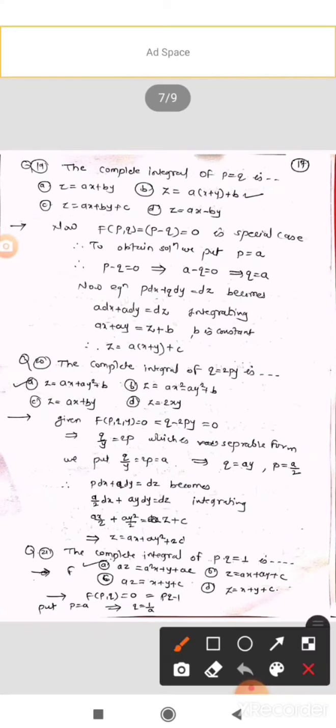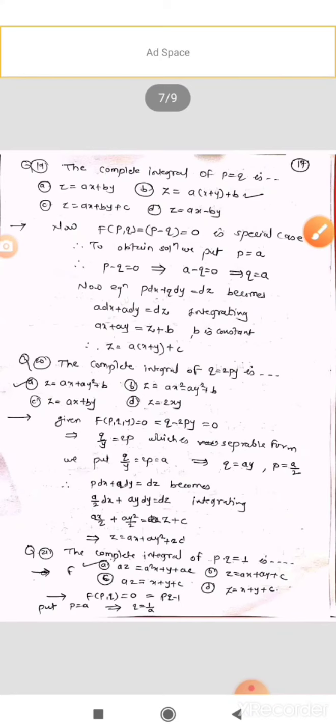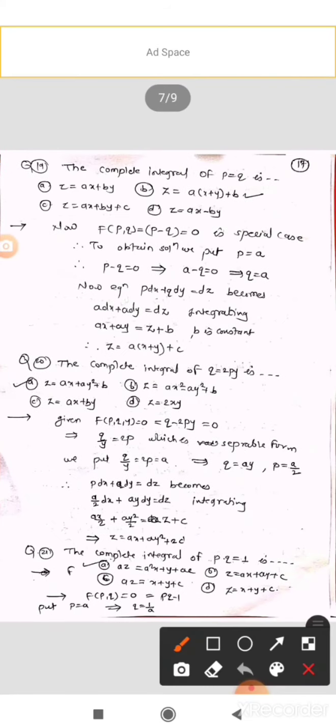Now we observe that the equation is p minus q equals 0, an equation involving only p and q, so it is a special case. The solution is obtained by substituting p equals a, then we get q also equals a. Substituting, we get a dx plus a dy equals dz. Integrating, we get ax plus ay equals z plus constant. So z equals a(x + y) plus constant. Option B is correct.